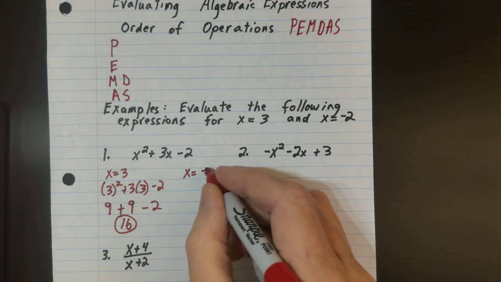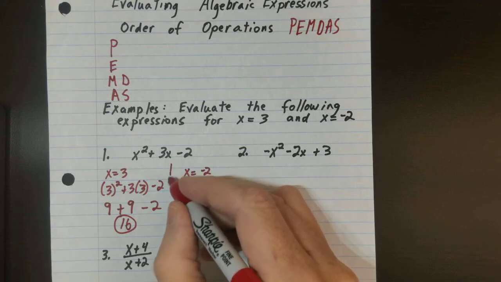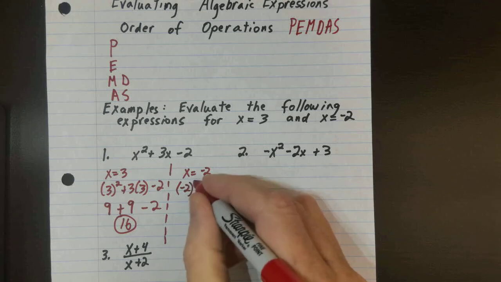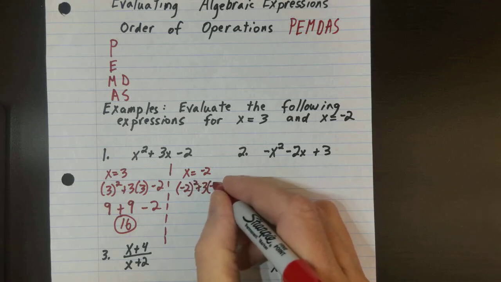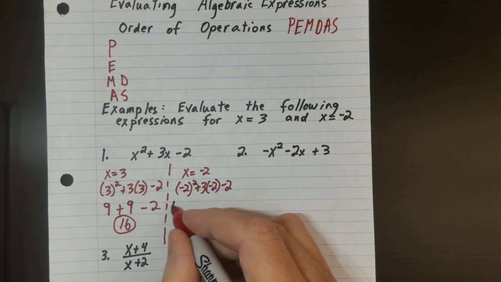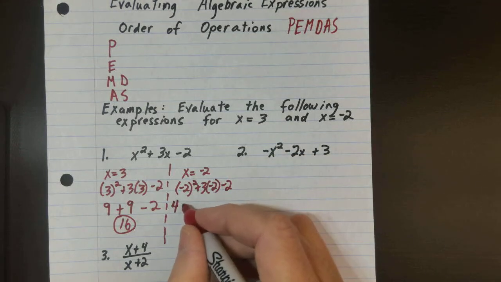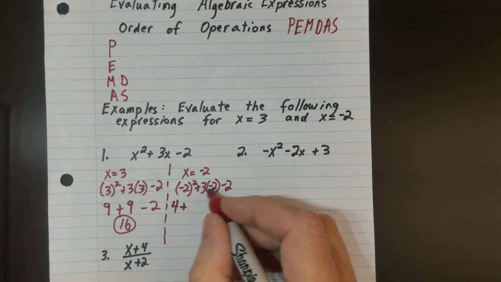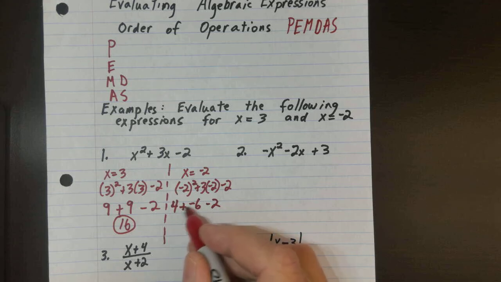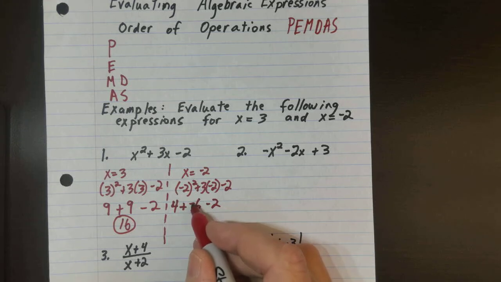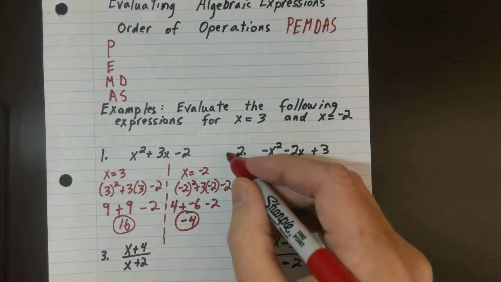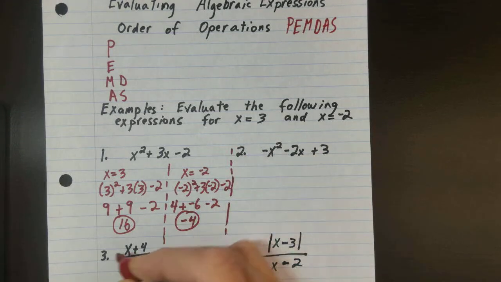When x equals negative 2, put a little separation there, I have negative 2 squared plus 3 times negative 2 minus 2. Negative 2 squared, that's 4. 3 times negative 2 is negative 6, and then minus 2. And then I'm actually subtracting. 4 minus 6 is negative 2. Negative 2 minus 2 is negative 4. Okay.